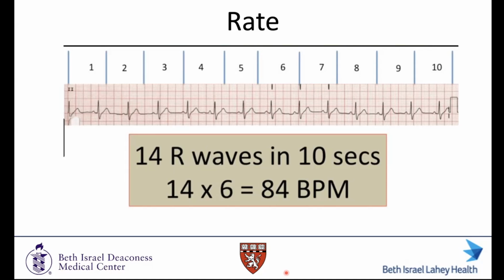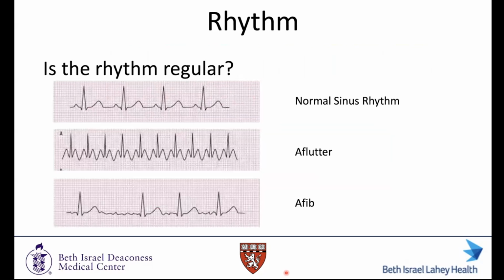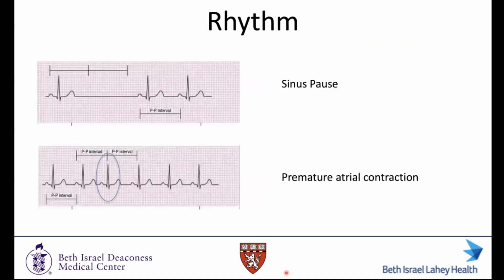Exactly. So this sort of brings us into rhythm. And when we're looking at rhythm, it's important to distinguish what the atrial rhythm is versus what the ventricular rhythm is. So here I have some examples of different atrial rhythms. The first one is a flutter, which is a regularly irregular tachycardia, and then we have AFib, which is irregularly irregular. We're going to go through AFib and flutter in more detail, but I just wanted to present a brief overview for you guys. Other things that we can see are sinus pauses.